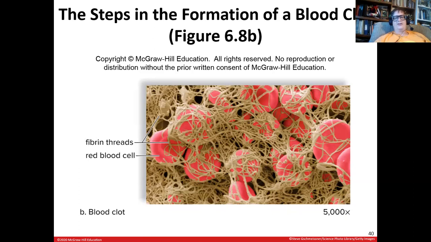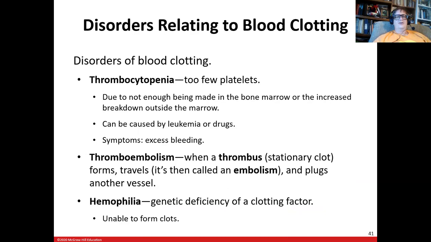So there's an electron micrograph. You can actually see all the fibers of the fibrin. That's like a whole bunch of tiny branches and twigs across the stream. And then you see the leaves and trash, the red blood cells getting caught behind that network. All right, so let's talk about blood clotting problems.